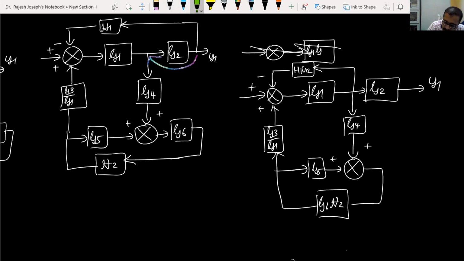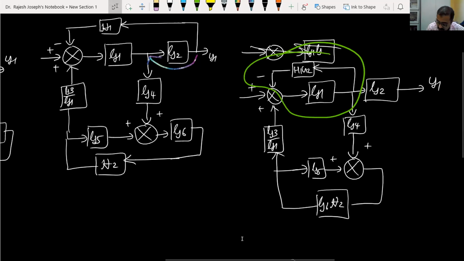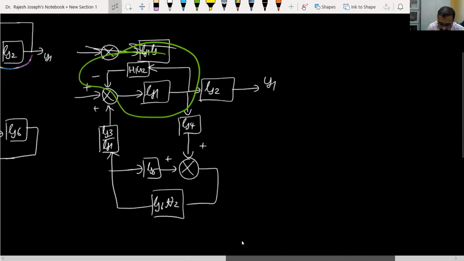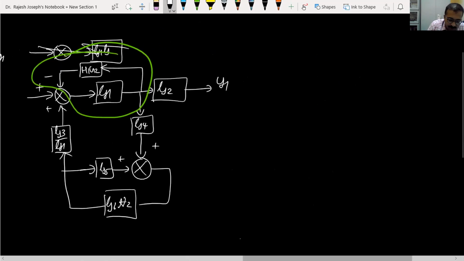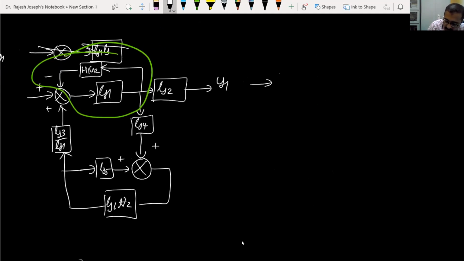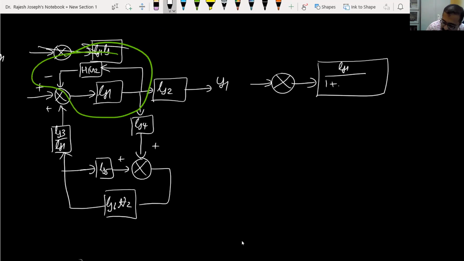This thing is in feedback. Correct? That is in feedback. So that means those two can be clubbed. Okay. So in the next step, I am clubbing that. So what will I get? Summing point. Now I will have one single block whose equivalent transformation is what? G divided by 1 plus G into H. So G1 divided by 1 plus G1, G2, H1. Other things will remain the same.